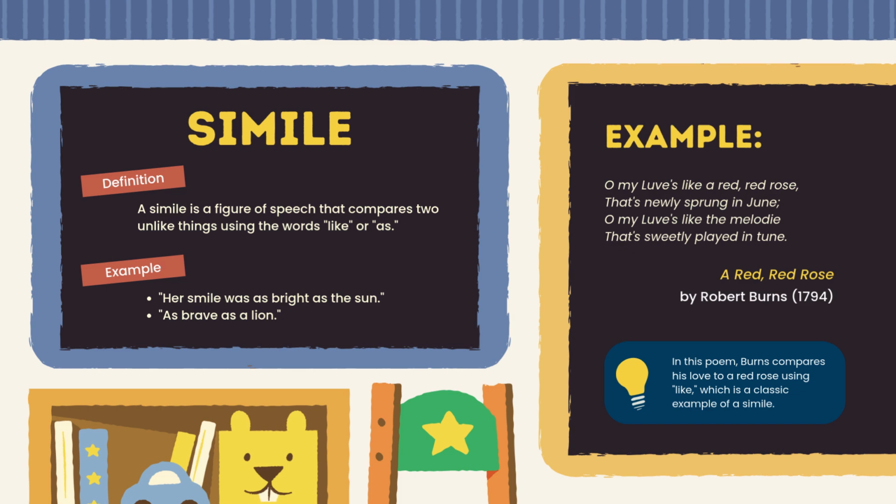Example: Oh, my love is like a red rose that's newly sprung in June. Oh, my love is like the melody that's sweetly played in tune. A Red, Red Rose by Robert Burns, 1794. In this poem, Burns compares his love to a red rose using like, which is a classic example of a simile.